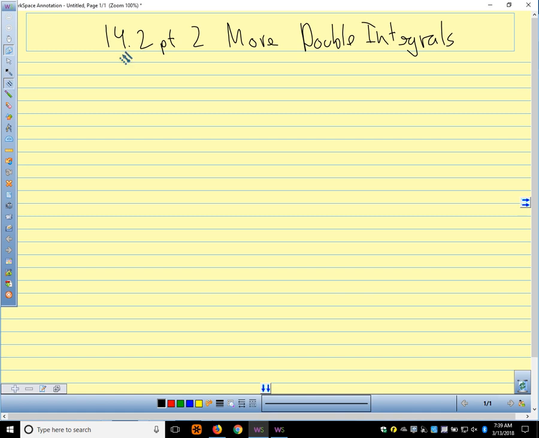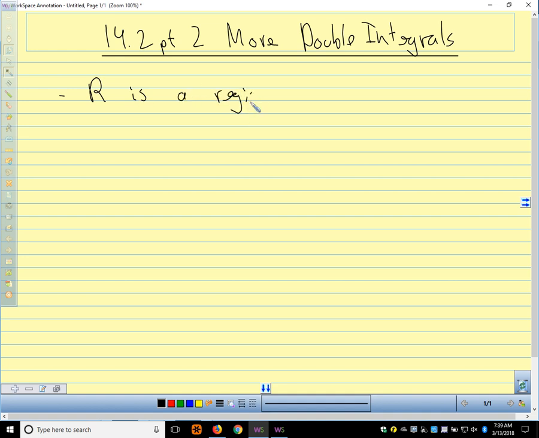All right. So for today, all I have is a few questions. Let's say that R is a region in the XY plane whose area is B.